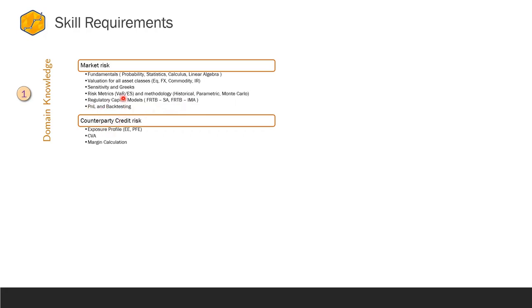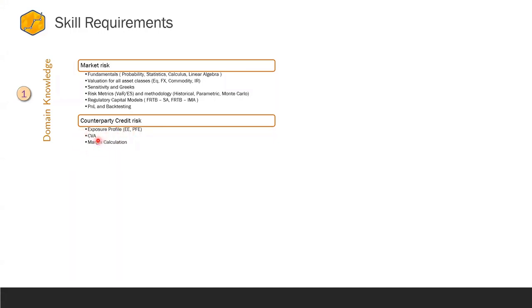And there is P&L and backtesting. We will also come back to this later. In the counterparty credit space, you need to know how to create exposure profiles of derivatives at different times. I have a slide on this. We'll talk more about it.